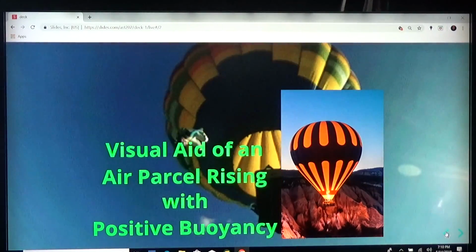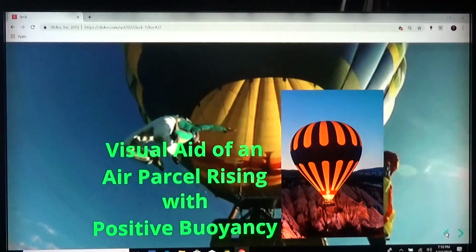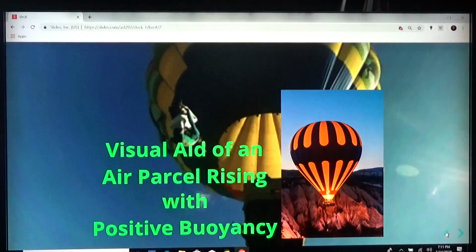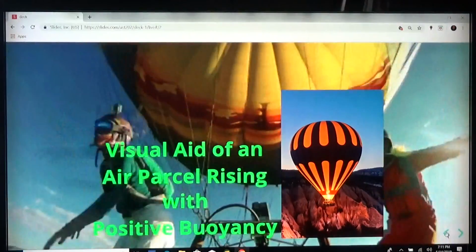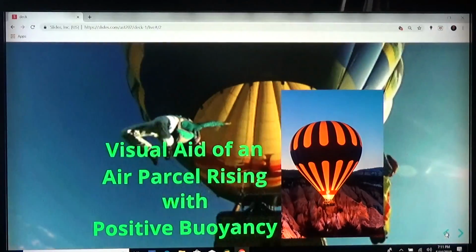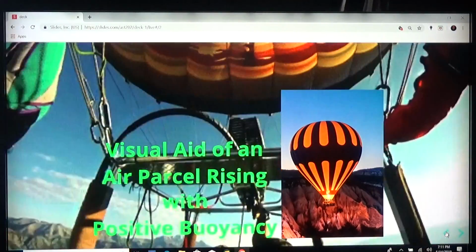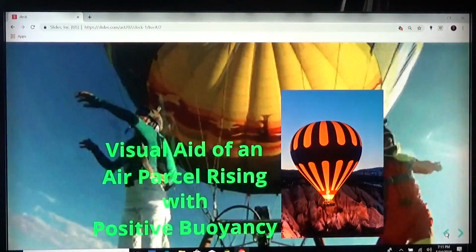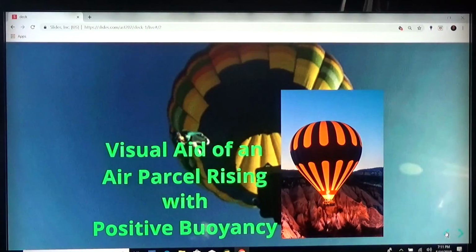All right, I'm using some visual aid here. We're going to be talking about positive buoyancy and negative buoyancy. So we've got this visual aid here because we're going to be talking about air parcels rising with positive buoyancy, which if you think about a hot air balloon, that's what it does.